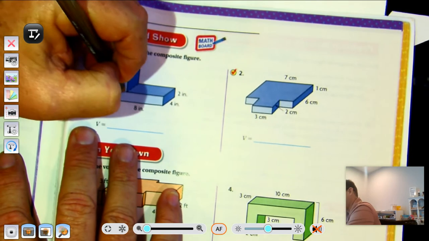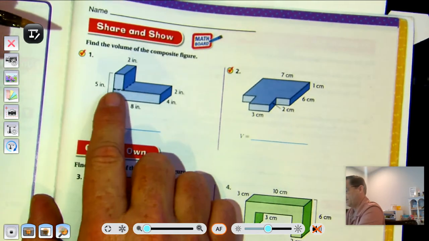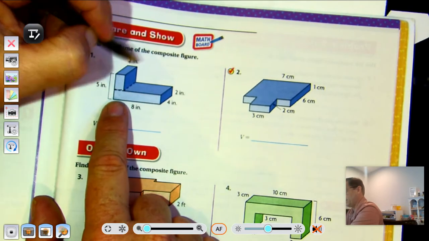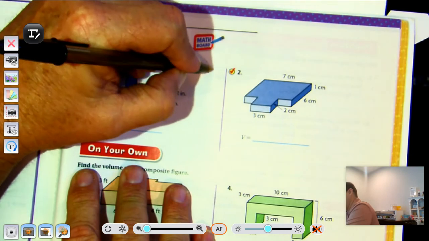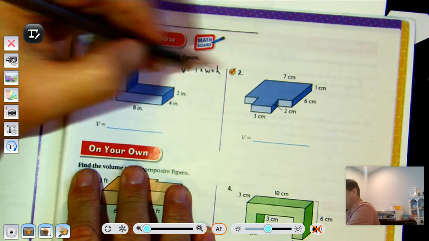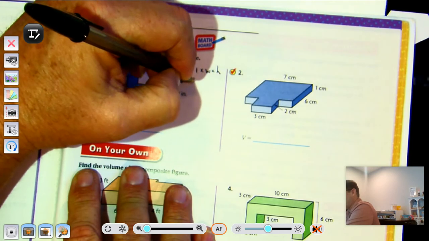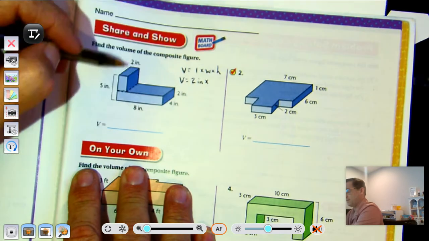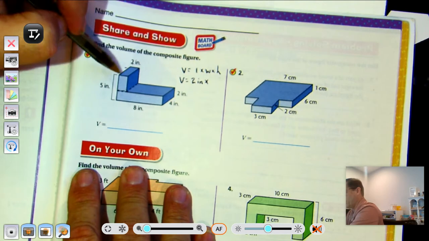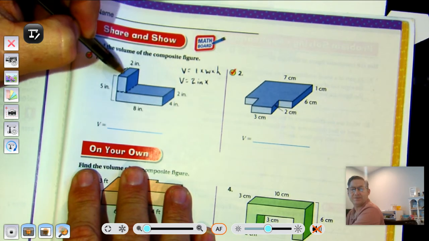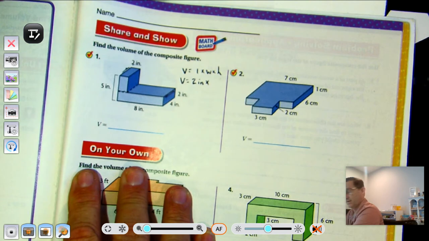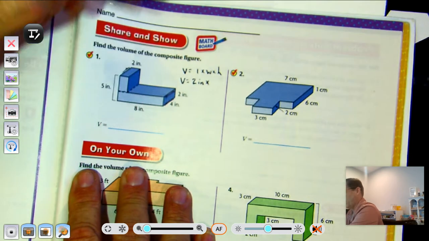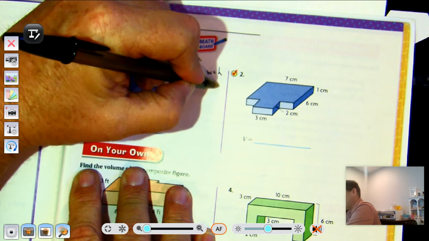So I need to find the length of this piece right here, and that tells me it's right up there. So 2. So length times width times height, right? That's the volume formula. Okay, I know it's got a length of 2. What's the width? What is this distance here? Well, it's the same as this one, right? Which is the same as this bottom part. So 4 inches is the width.